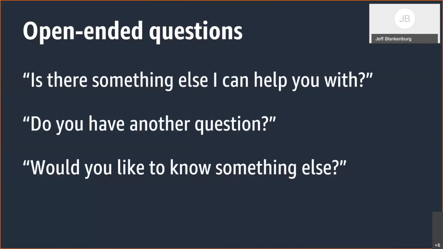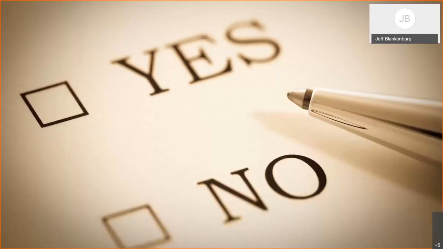If you read them again, is there something else I can help you with? Do you have another question? And would you like to know something else? Are technically all yes-no questions. I'm asking the user, do you have another thing? Do you want something? Do you have this? Whatever. Those are the questions I'm actually asking. And by just thinking about our phrasing a little bit, we force the user to say yes or no. Now, what happens if they say yes?